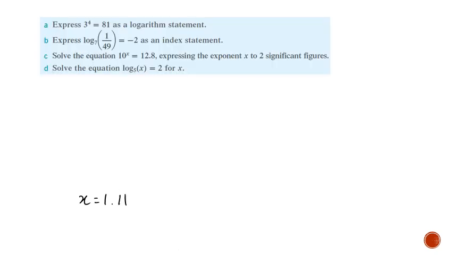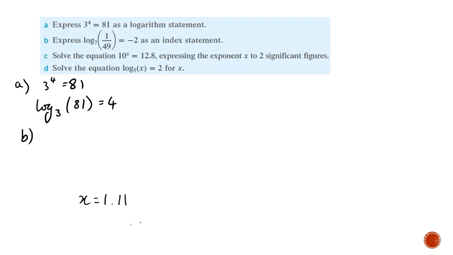Alright, so A. Express 3 to the power 4 equals 81 as a logarithm statement. So 3 to the power 4 equals 81. We first write log. Our base is now 3. The number we want to take the log of is 81. And the power of that is 4.